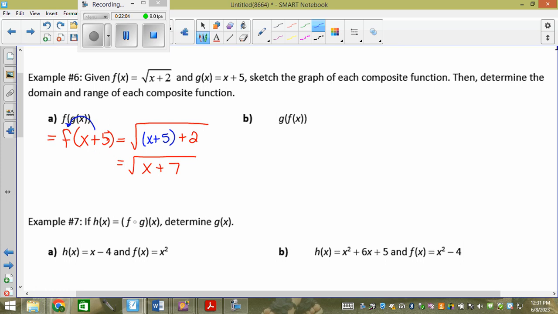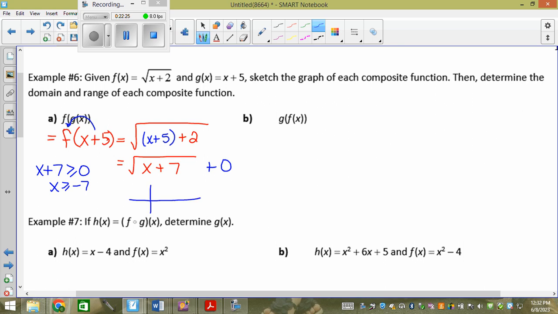You guys know this. This is radical rules. X plus 7 has to be what? Or? So x has to be greater than or equal to -7. Remember, this is just a basic radical. It's been moved 0 up. We agree? This is just a basic radical.